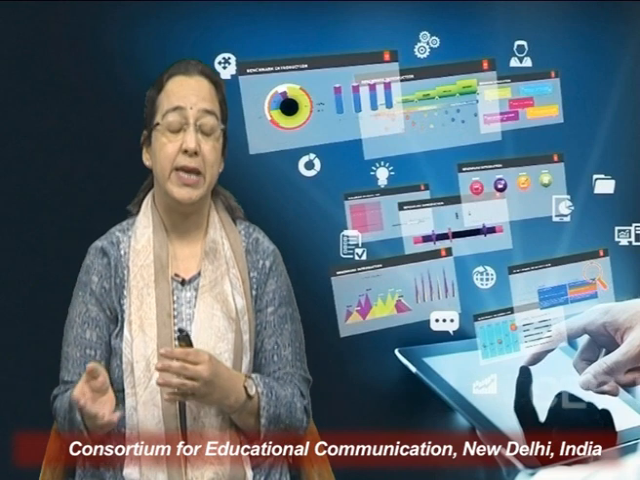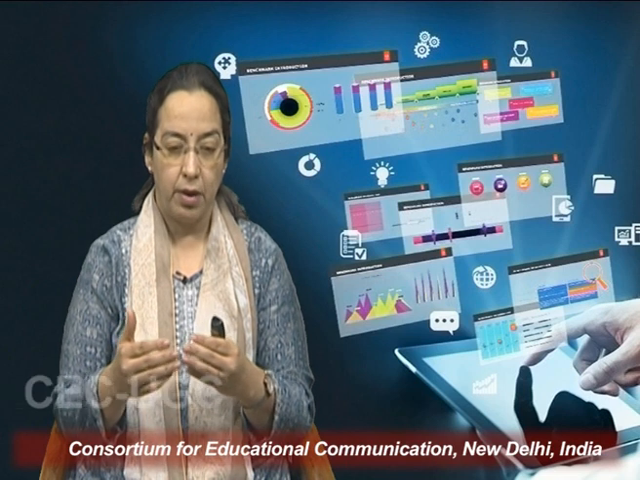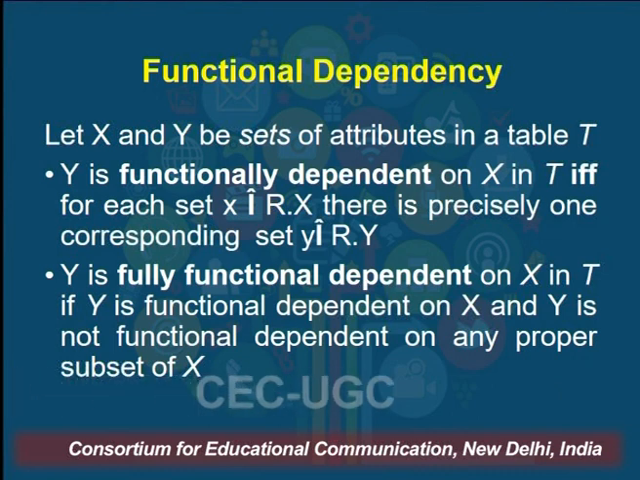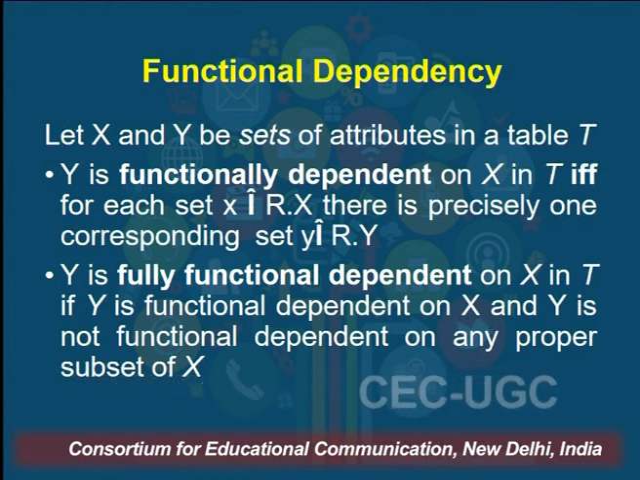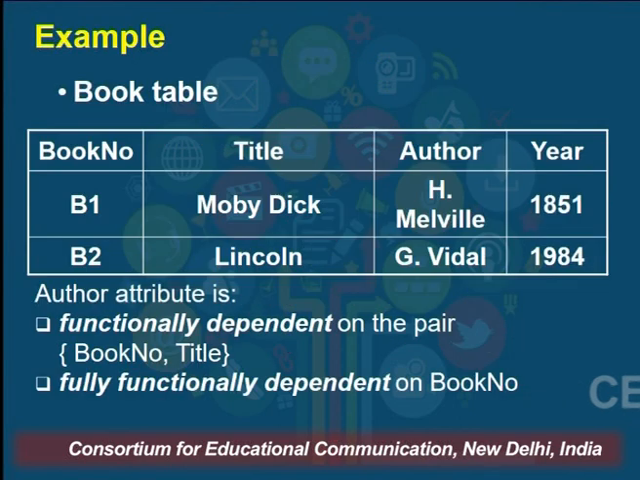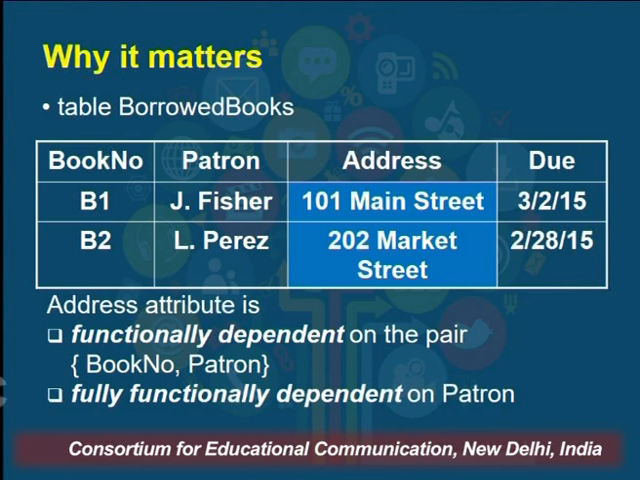That means, I am repeating the definition again after explaining this with an example. Y is fully functionally dependent on X if Y is functionally dependent on X and Y is not functionally dependent on any proper subset of X. So, in the case of book number, we do not have any proper subset of book number on which the author attribute is going to be further functionally dependent. So, here the book number, we can say it is fully functionally dependent. Let us try to see one more example.